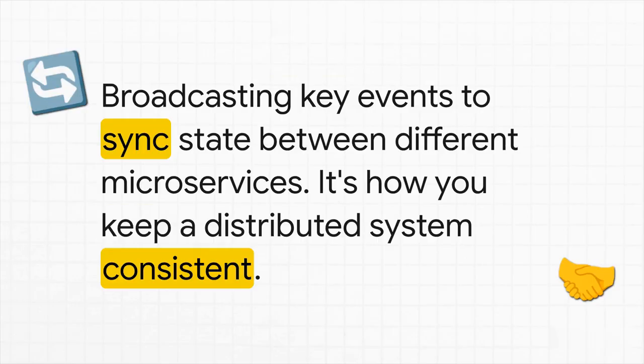And finally, in this world of microservices, how on earth do you keep everything in sync? The answer is integration events. So when a user's profile gets updated in the user service, that service just broadcasts a user updated event. Other services, like orders or shipping, can listen for that event and update their own local copies of that user's info. It's how you keep data consistent across a whole distributed system without creating a tangled mess of direct API calls.